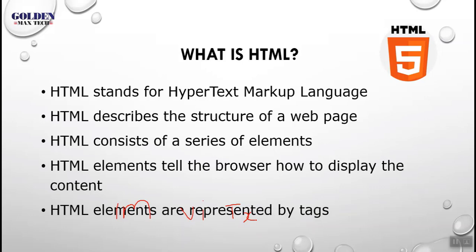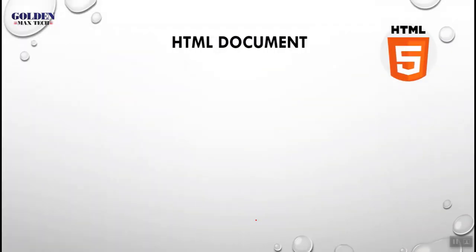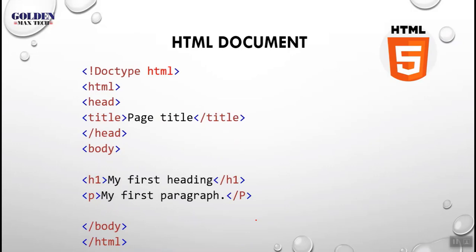So each of the documents, like I said, is made up of three things: the open tag, tag content, and a closed tag. So each of these is used to represent each and every element. So we're going to look at HTML documents. We just take a look at a basic HTML document.